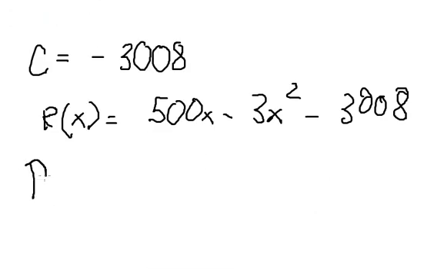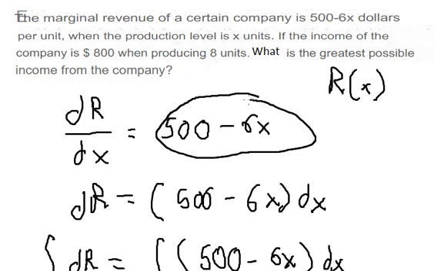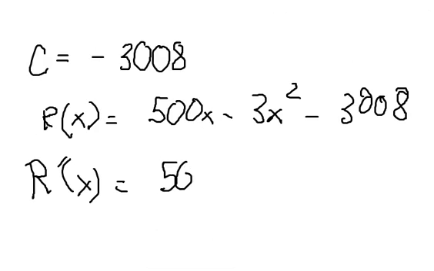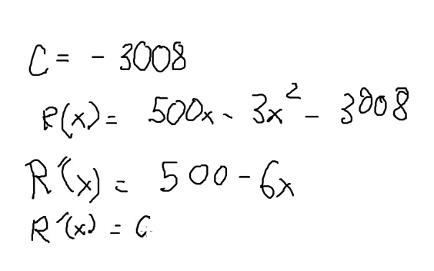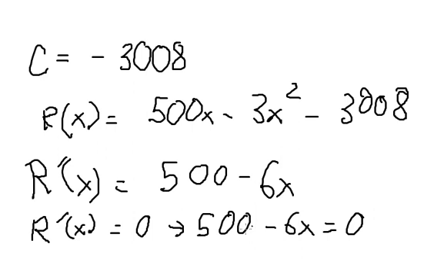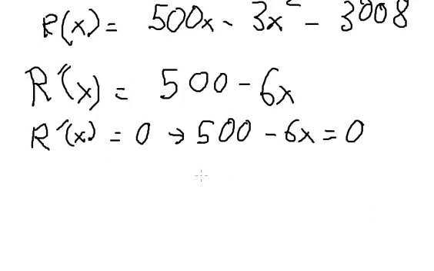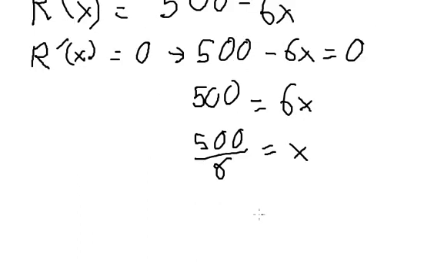So we need to find first the derivative of the function, and we want to find the critical point of the function. So we set this equal to 0. That means we have 500 minus 6S equals 0. We move negative 6S to the right, and we divide both sides by 6, and we get S equals 250 over 3.